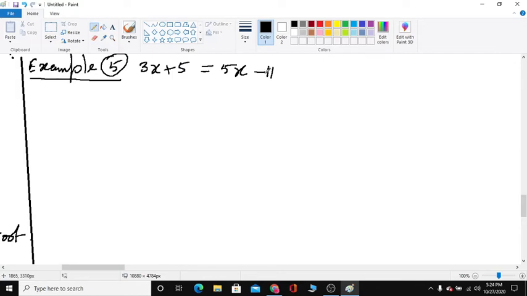Here both sides x term is there. Both the sides, left hand side and right hand side, x term. Which is the x term? 3x in the left hand side. In the right hand side also an x term, 5x is there.